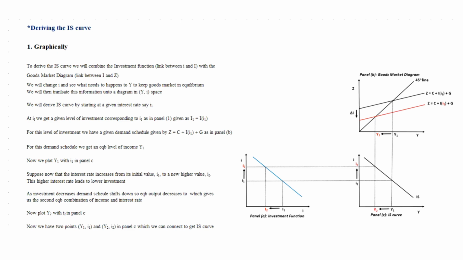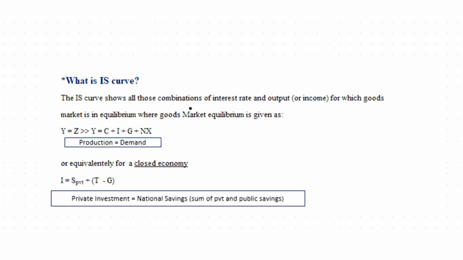We were looking at the IS curve, which we said shows us all combinations of output and interest rate for which our goods market is in equilibrium. The goods market equilibrium is given to us as Z is equal to Y. So this is what we looked at. That IS curve here shows all combinations of interest rate and output for which goods market is in equilibrium, where goods market equilibrium is given as Y is equal to Z.